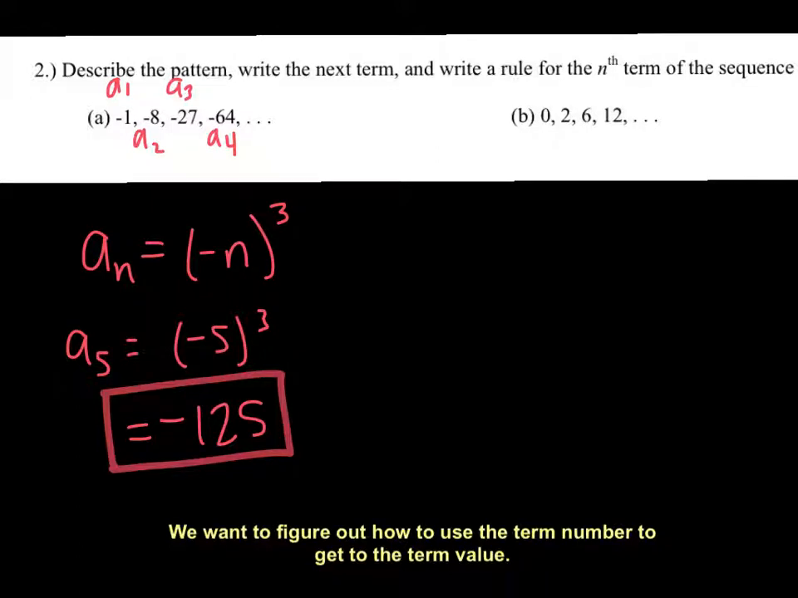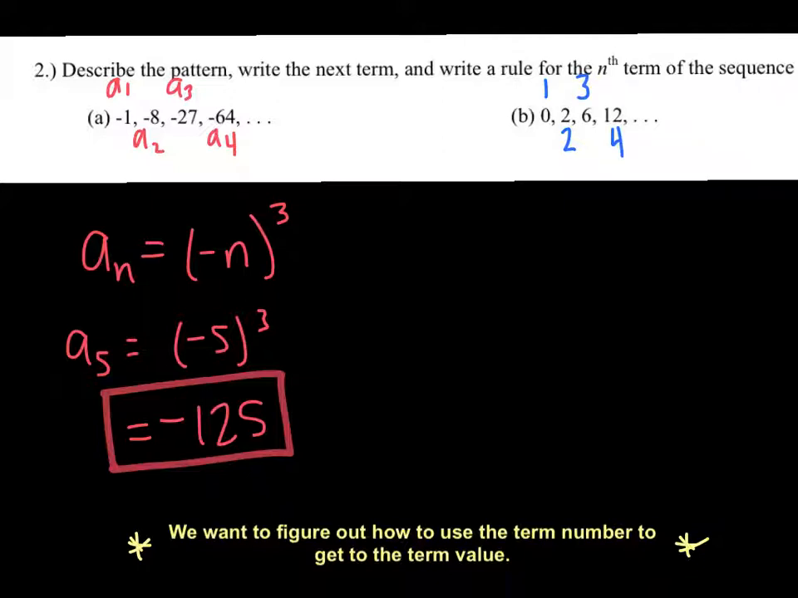So if we look at letter B, we're trying to figure out, and I sort of wrote it down there at the bottom, how to use the term number to get to the term value. So like for letter A, how did we get from term 1, so 1 to -1, 2 to -8, 3 to -27. We're using the term value because that's how we write the rule, but we need it to equal the value of that term number. So 0 is your a sub 1. So how do we get from 1 to 0? How do we get from 2 to 2? 3 to 6, 4 to 12.